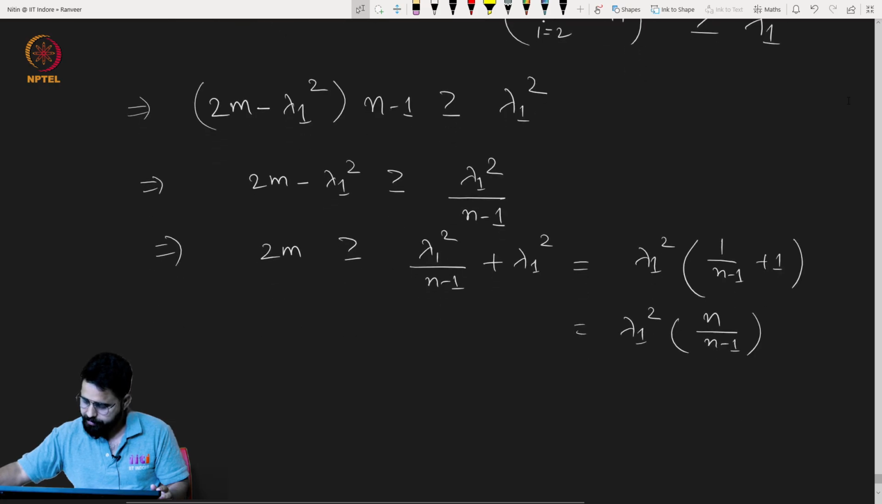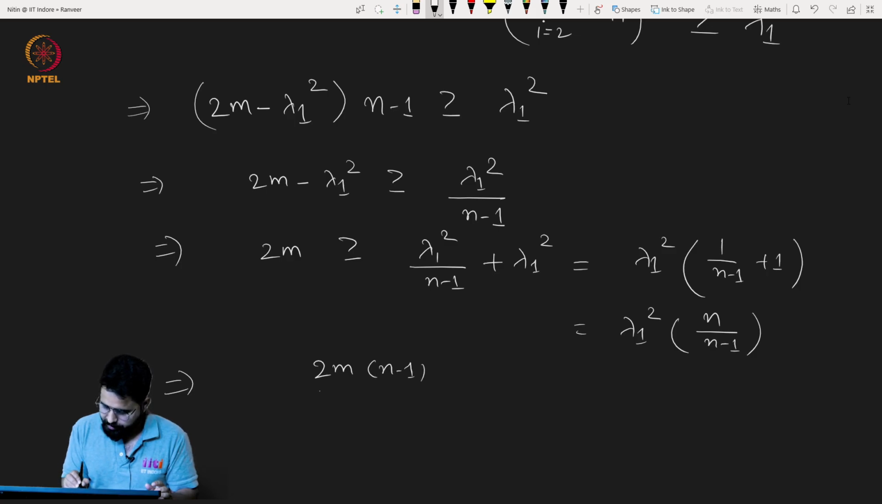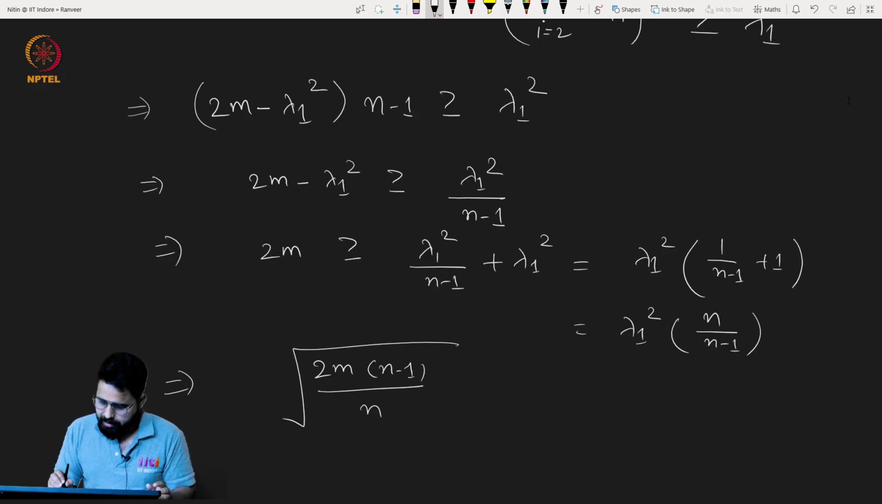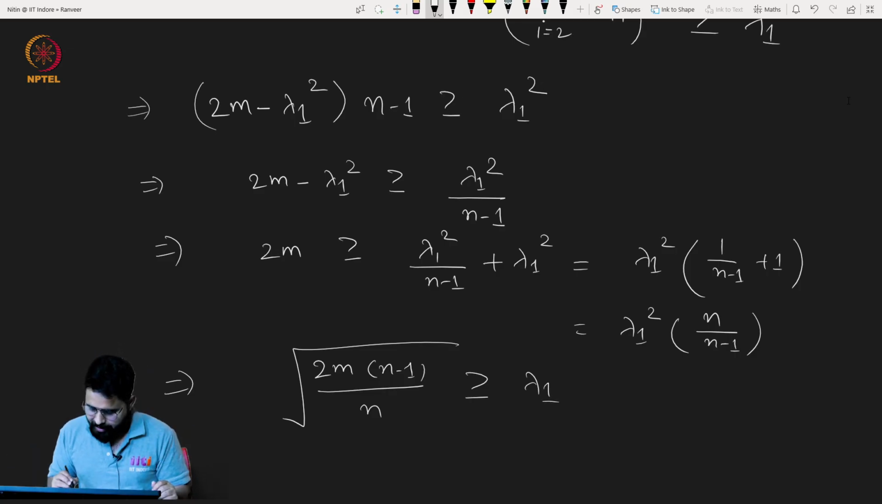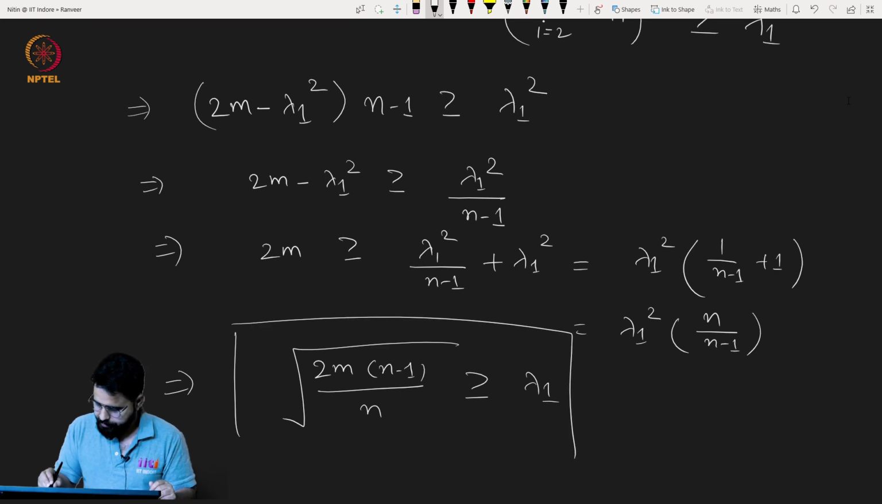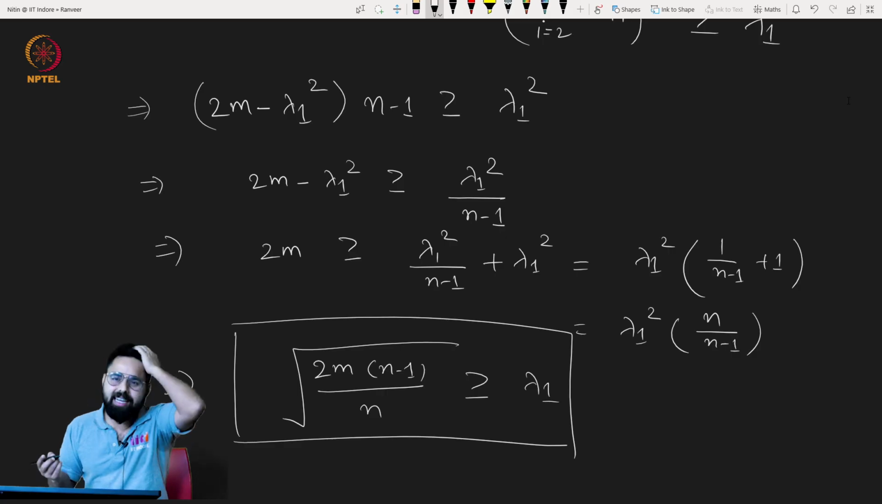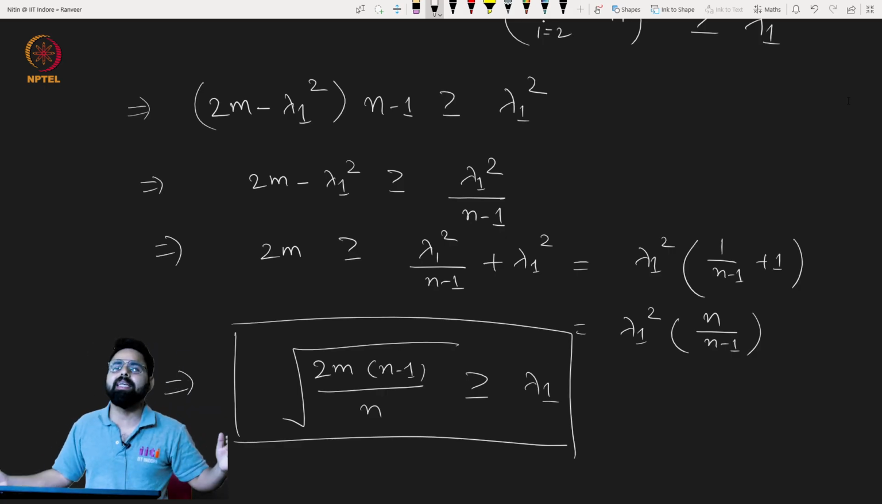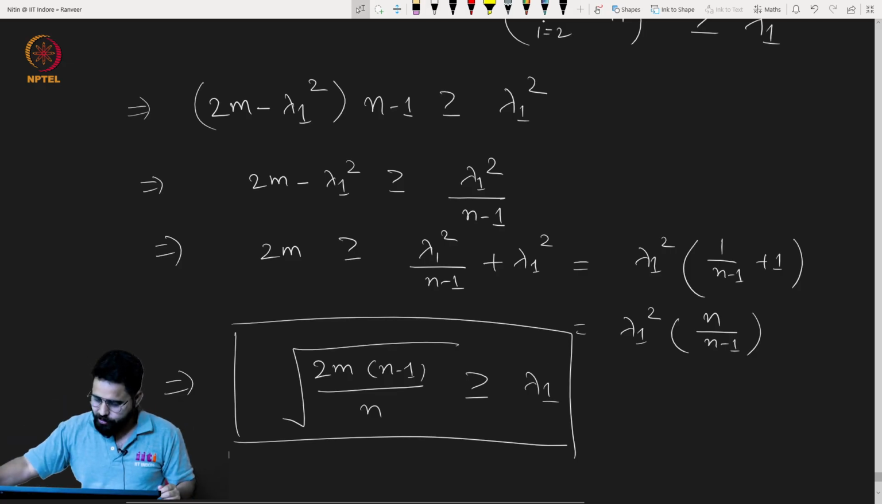So this implies that 2m times n minus 1 divided by n, and then you take a square root, will be always greater than lambda 1. So we are taking only the plus case. Yeah, okay, so this we have proven. Okay, so very simple one, and you just check for which kind of graph this is actually the equality. Okay, so for which type of graph the equality holds.